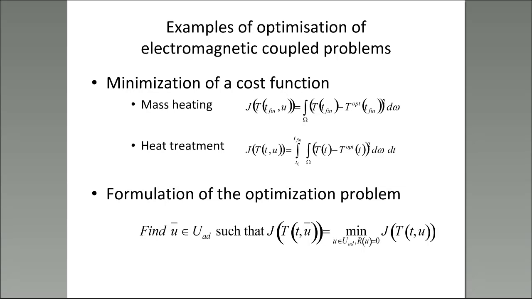In heat treatment, for instance, we can have another objective, which is to try to minimize the difference between those temperatures over the domain, but also in terms of time, at each time during the whole duration of the process. I will show an example of this. And so then you say, okay, my optimization problem is to try to find some optimum parameters, let's call them U, such that your cost function is going to be minimized.